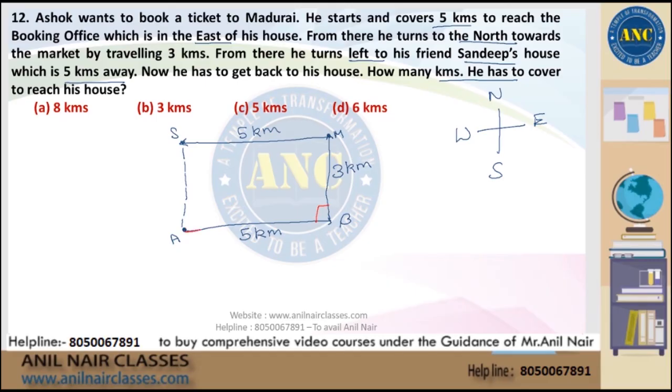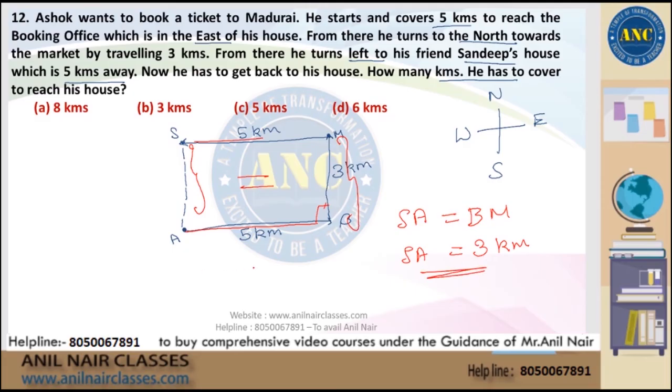Now this point and this point are both 5 kilometers and parallel, and this is 3 kilometers. It means that this distance and this distance are one and the same. So the distance from Sandeep's house to Ashok's house is equal to the distance from the booking office to the market. The distance from the booking office to the market is 3 kilometers. So the distance from Sandeep's house to Ashok's house is 3 kilometers, which means Ashok has to travel 3 kilometers.